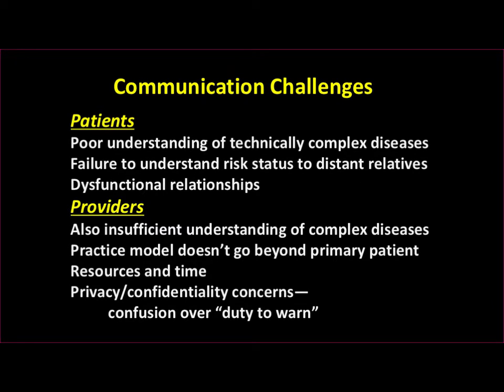But a lot of these patients don't really understand the technical complexity. We do a survey an hour later and we discover they've already forgotten half of what we told them. So now we expect them to somehow translate that to their families. Good luck with that. They may not really understand the risk to their distant relatives, and I think most importantly, dysfunctional relationships, people being cut off from their family, or simply not having their current mailing address or other contact information. As providers, some of us don't understand these complex diseases either.